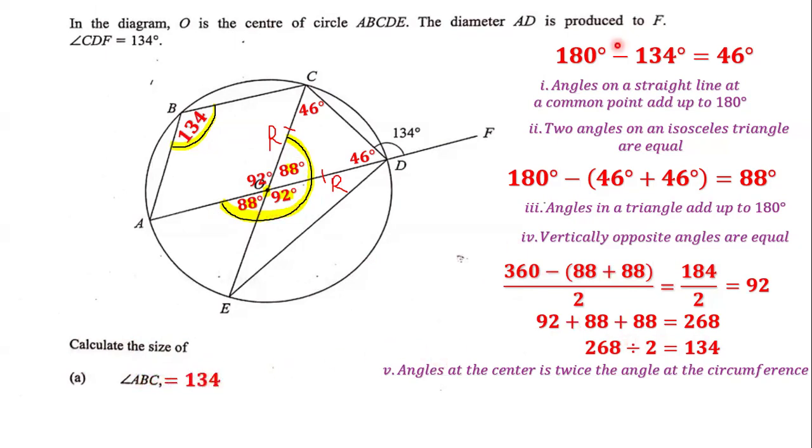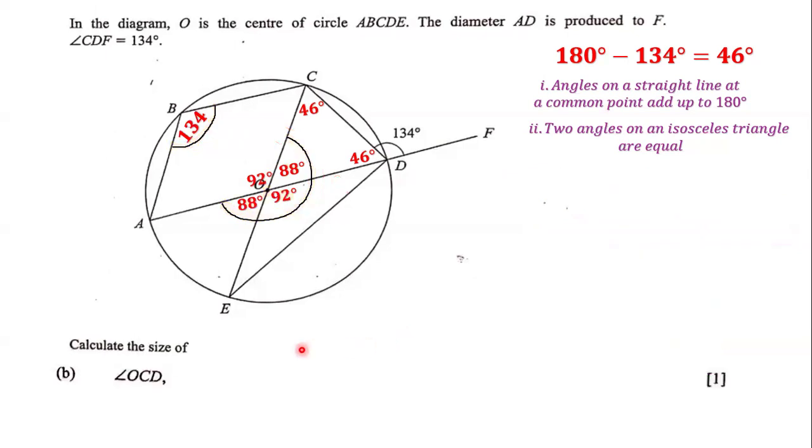Why? Because the angle at the center is twice the angle at the circumference. Okay, let's move on to figure out what is angle OCD.